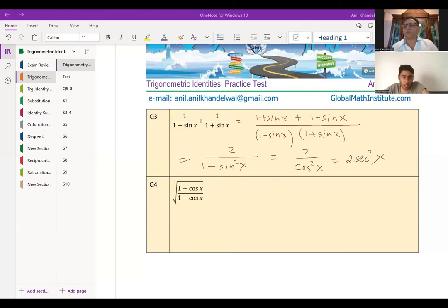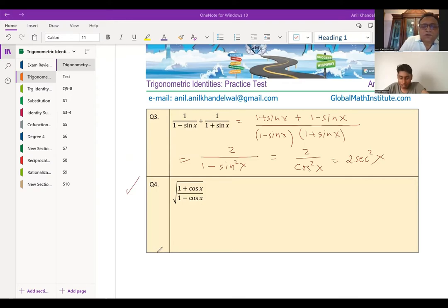Question number 4 now. We have to simplify an expression which looks like this: square root of 1 plus cos x over 1 minus cos x. How will you simplify this particular expression? Question number 4. Can you suggest, please? The expression is the square root of 1 plus cos x over 1 minus cos x.